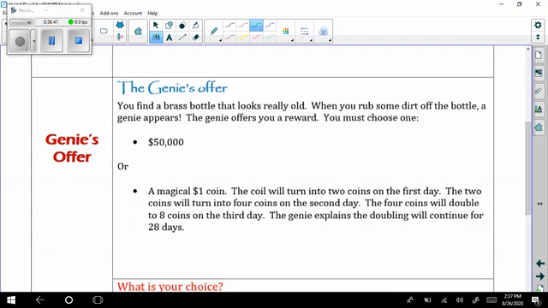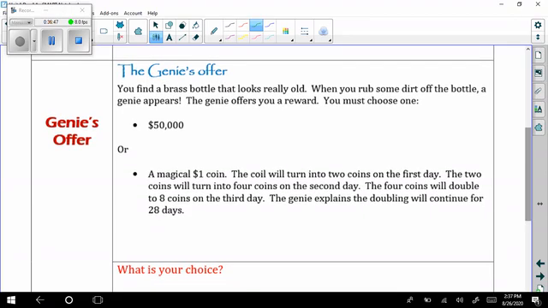The genie offer. Here I'm going to make you think. Okay, so we're thinking about the cute little genie, and we're going to say the brass bottle that looks really old. When you rub the dirt on the bottle, a genie appears. The genie offers you a reward. You must choose one between the $50,000 or a magical dollar coin.